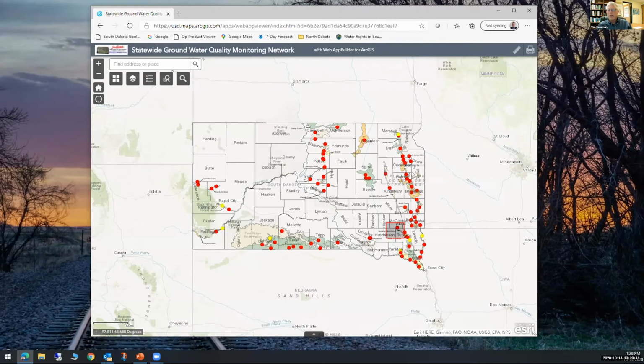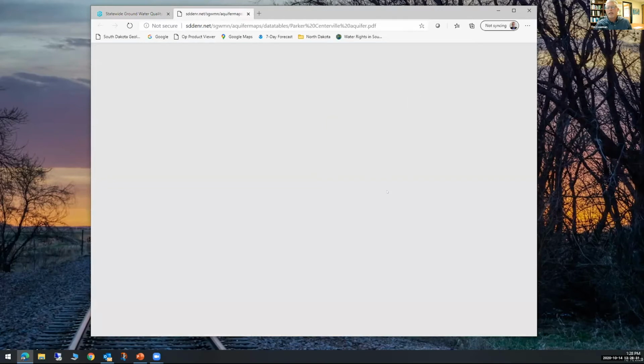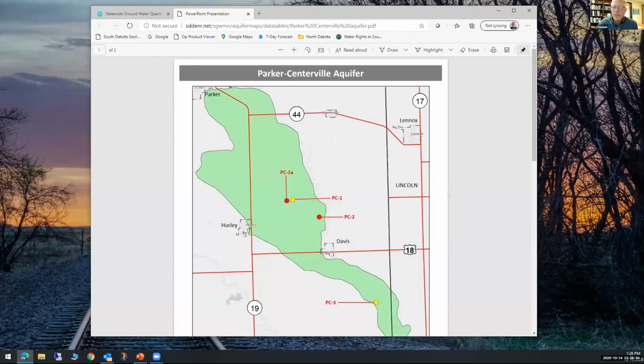So first I'll just zoom in down here to Turner County, and we've got a nice little aquifer there called the Parker Centerville Aquifer. And so if I want to see what's going on in that aquifer, I can just click on it. And the pop-up window there tells me we have 3 sites in that aquifer. And if I click on the statistical data link, that's going to bring up a PDF, which will show me where the sites are, and then a summary of the data from those sites in that aquifer. So you can see basically we've got sites concentrated between Parker and Davis in that aquifer.